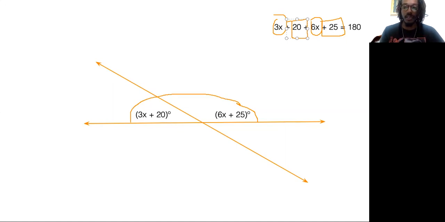Something about that doesn't seem right. Nope, that's it. Now I have 9x equals 135. That means I'm going to have to divide by 9 on both sides of my equal sign so that I can get a value for x. x is equal to 135 divided by 9, and the answer to that is 15. So the value of x is 15.